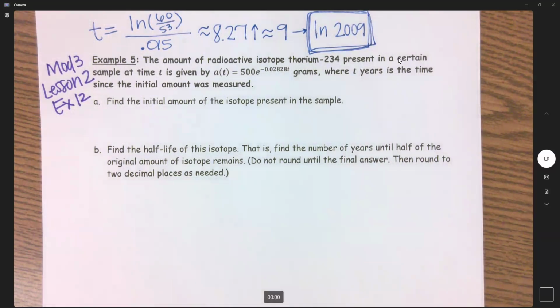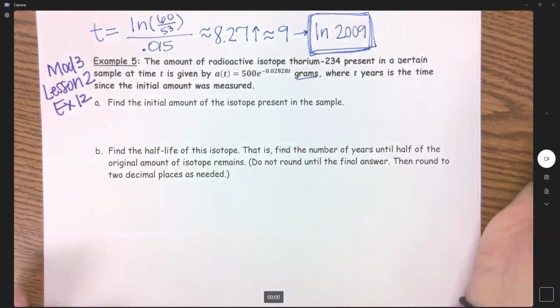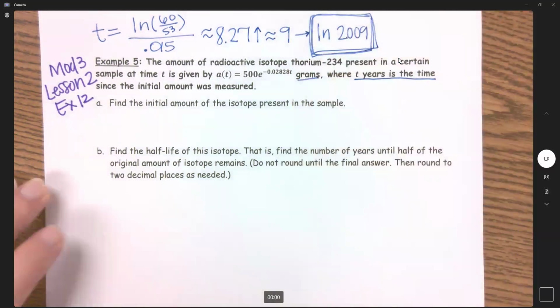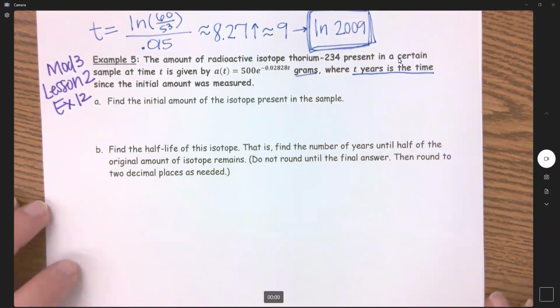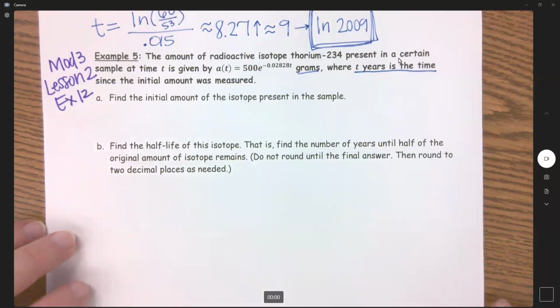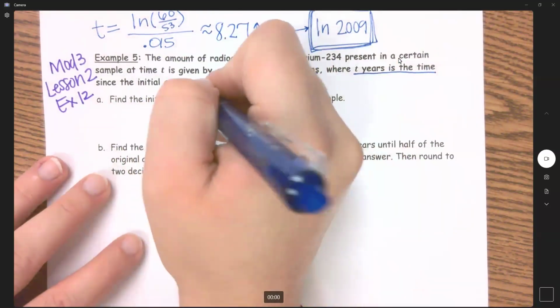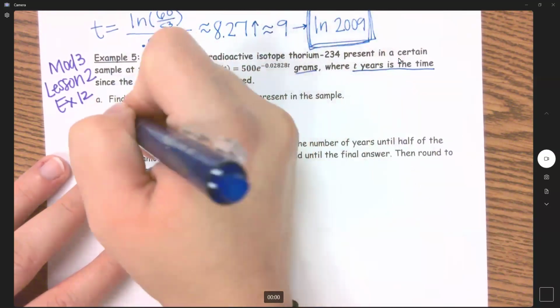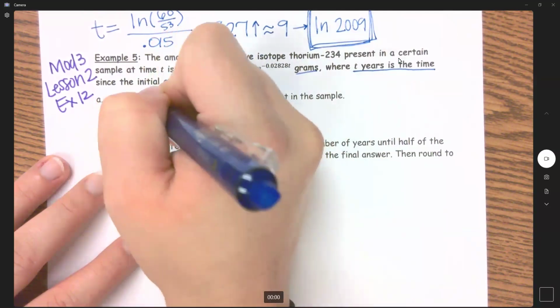Example 5 again says the amount of radioactive isotope thorium-234 present in a certain sample at time t is given by A of t, which is in grams, where t is the amount of time since the initial amount was present. Find the initial amount of isotope present in the sample. So the initial amount is at time equals 0.